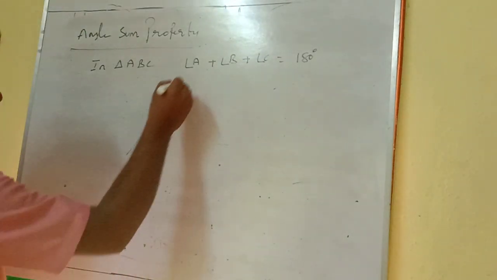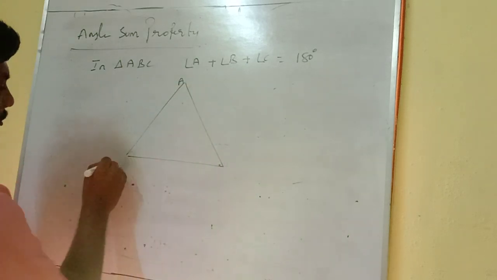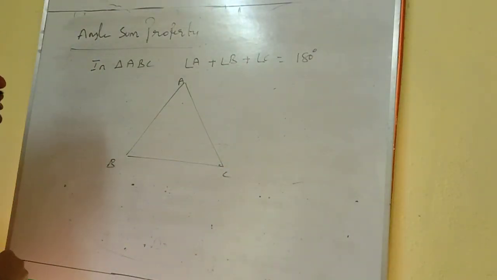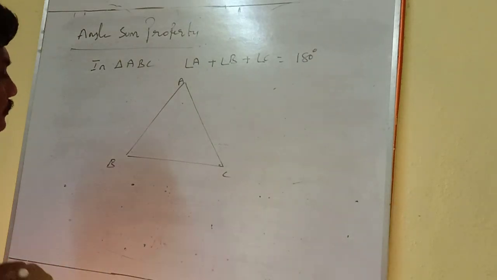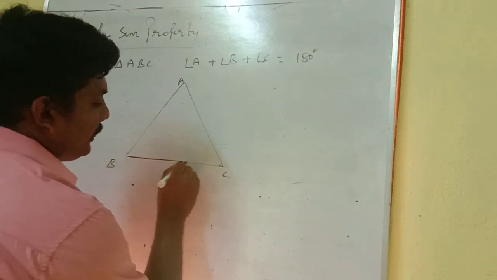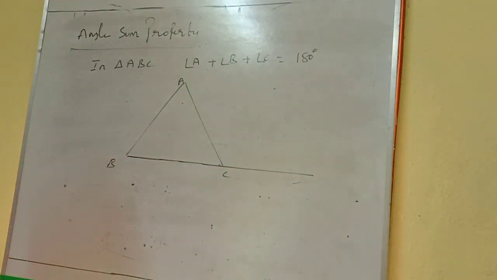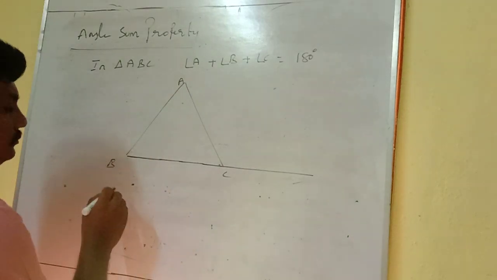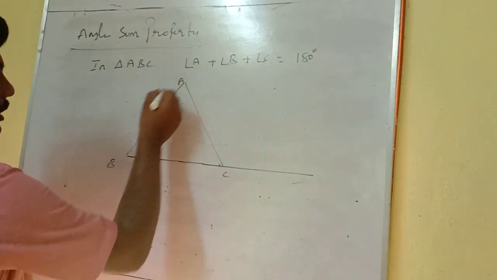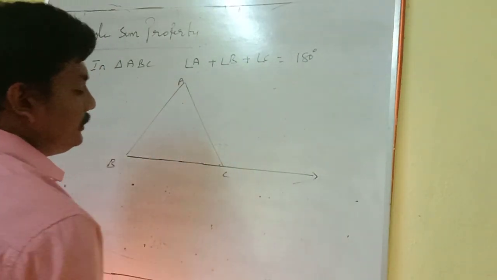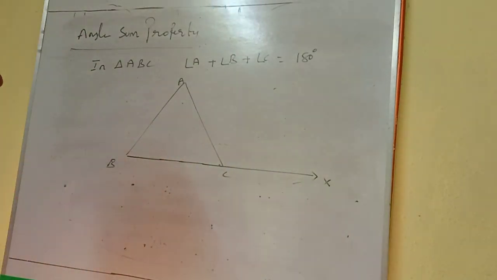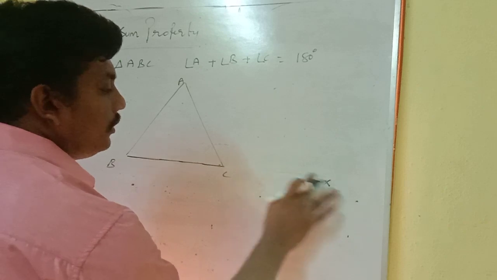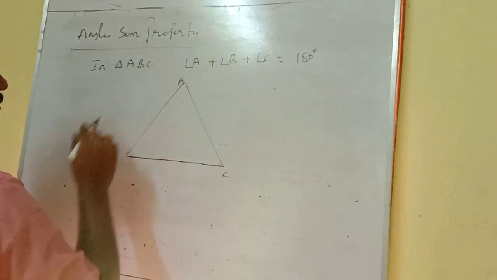Let me consider triangle ABC. To prove this, we are going to extend this line, ray X to X. Then we can draw a line here.